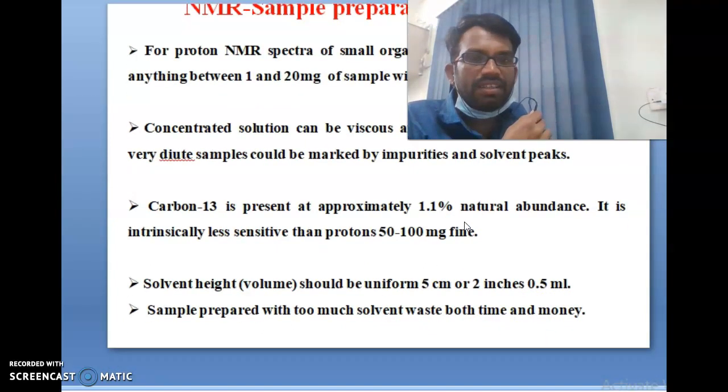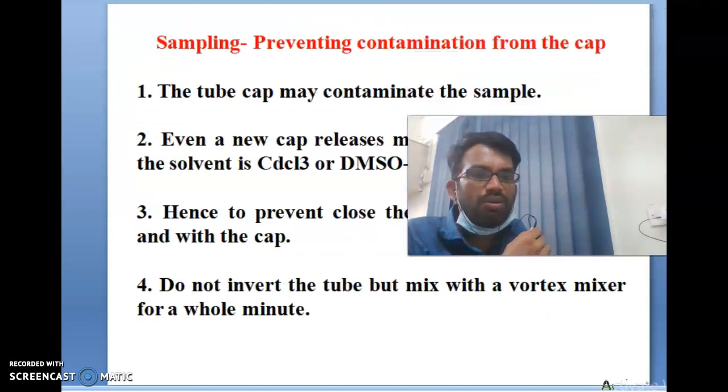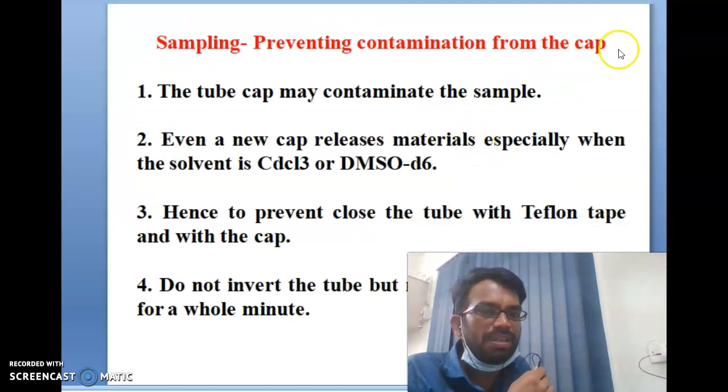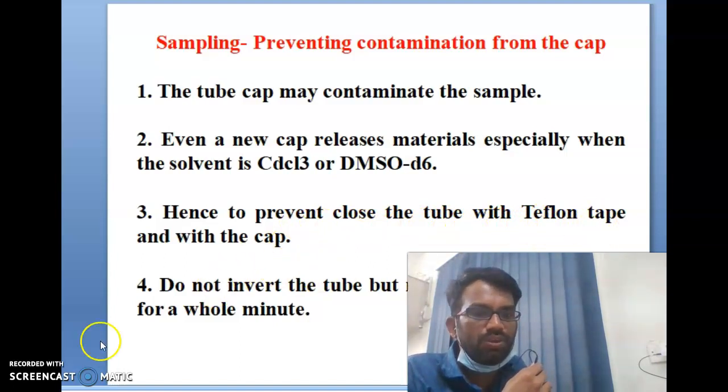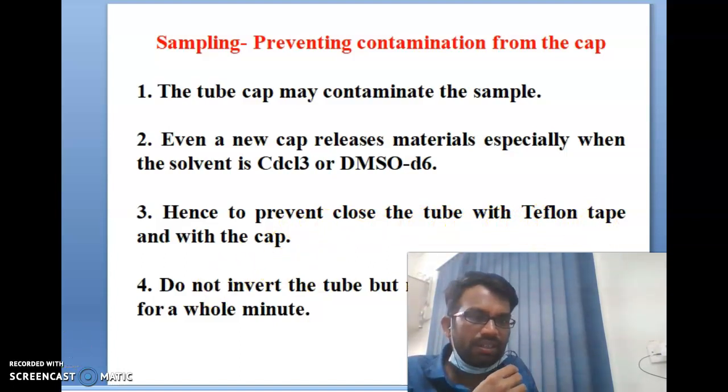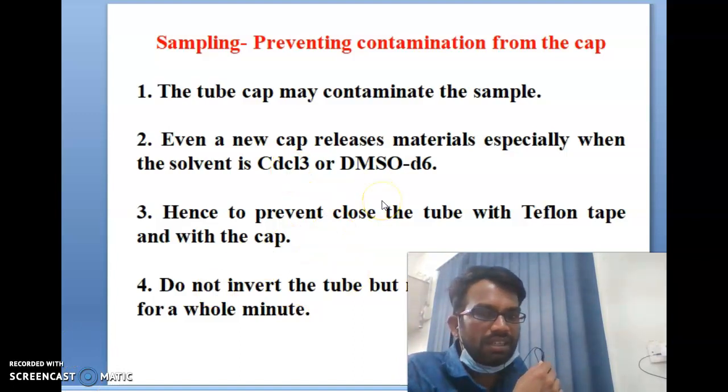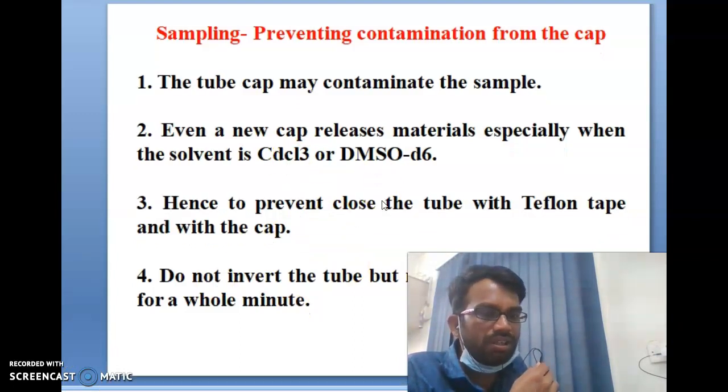Okay. And you can see the next one, how the sample preparation is contaminated by the cap. So the cap also plays a major role in NMR spectroscopy. Even new caps release some material, especially with the solvents CDCl3 and DMSO-d6. Hence, to prevent this, use Teflon tape with the help of the cap. You can use Teflon tape to cover the cap and cover your whole tube for 1 minute. Then you can vortex the spinning.